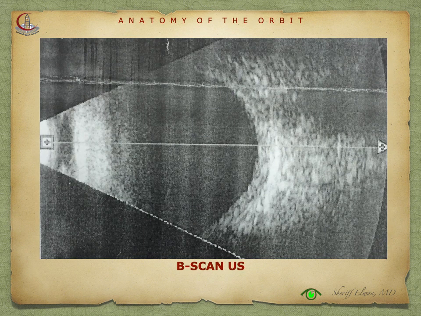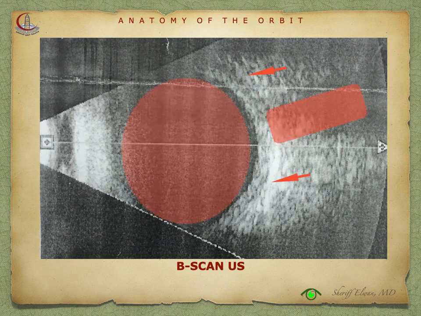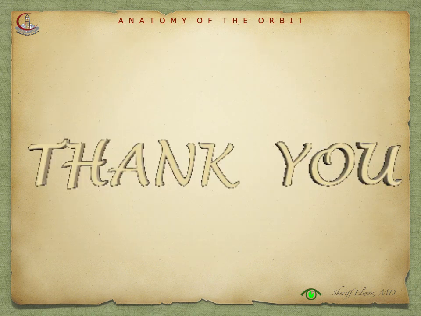One method of imaging of the orbit is B scanning, ultrasound, and this can show the extraocular muscles and the W shape of the optic nerve and the globe vitreous cavity where the probe is placed anteriorly. Thank you very much.